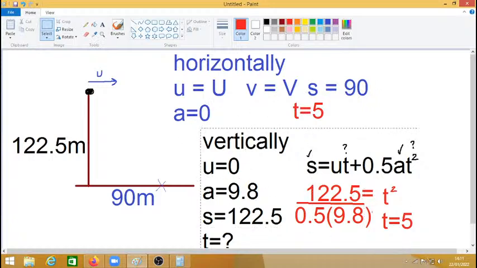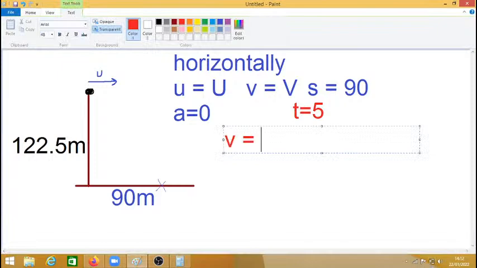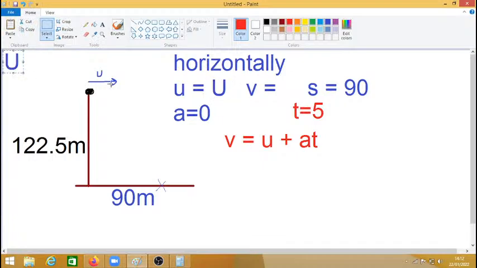Think through your formulas. Which formula is going to help us? Okay, I'm going to go for v is equal to u plus at. Unfortunately, will that work? Let's see. V is unknown, u is unknown, but actually they're the same. So I can just change that v because it's the same. Nothing happens horizontally to the speed. It doesn't slow down, it doesn't speed up.